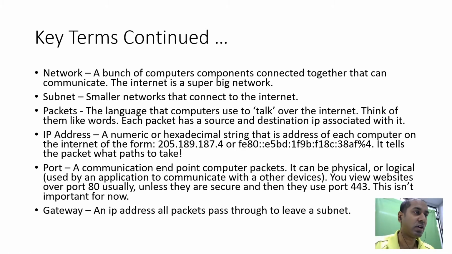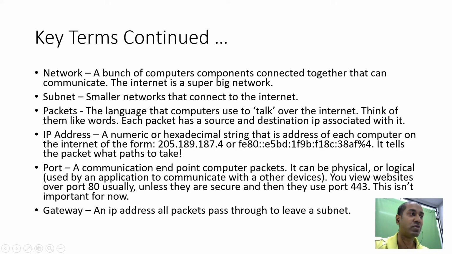Each packet has a source and destination IP associated with it. An IP address is a numeric or hexadecimal string that is the address of the computer on the internet or connected to a network, in the form of what you can see on this slide, or the hexadecimal form. Initially, around 10 years ago, all the IP addresses were purely numerical. However, they ran out of them. So in order to allow for more computers to connect to the internet, because it's grown so massively, they came up with this hexadecimal format, which is called IPv6, version 6, that allows for more computers to use the internet.